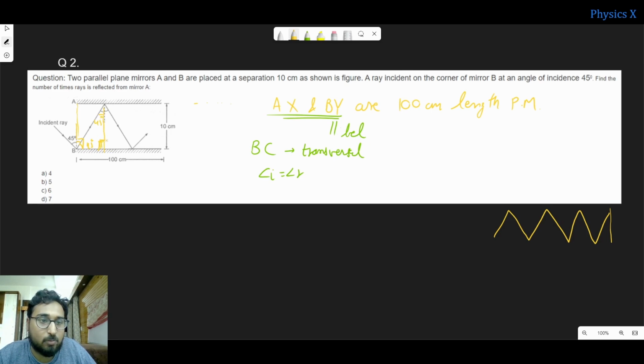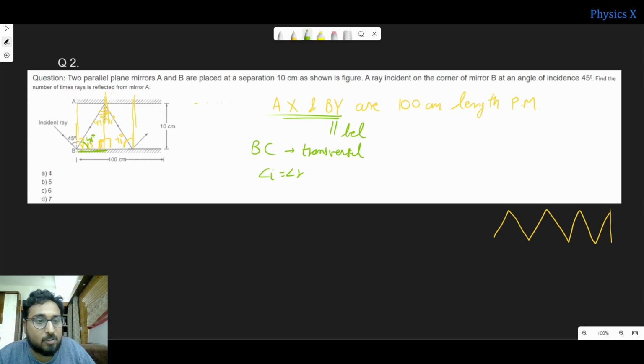Now this is 90, so by linear pair this is also 90, and this is 45, so by the law of reflection this is also 45. Since this is 90 and this is 45, this will always be 45. Why? Angle sum property of a triangle. Or you can say that this is a normal, this is also a normal. These two normals will be parallel, so this and this will be 45 degrees. So what we have found is that this angle is 45 degrees.